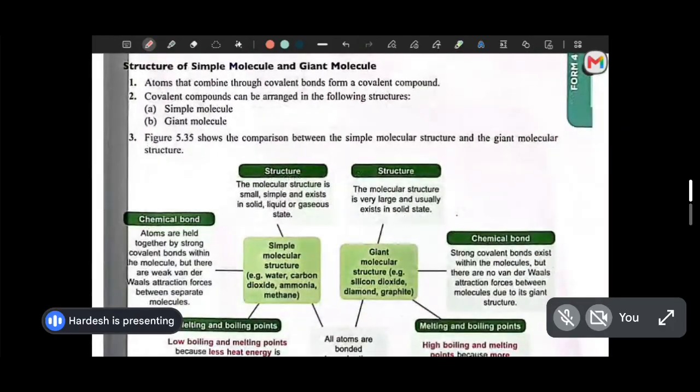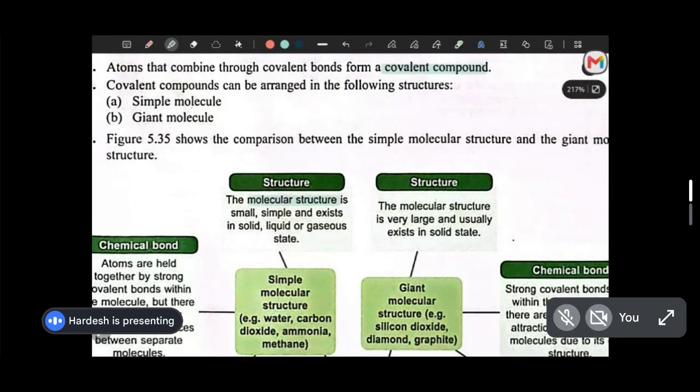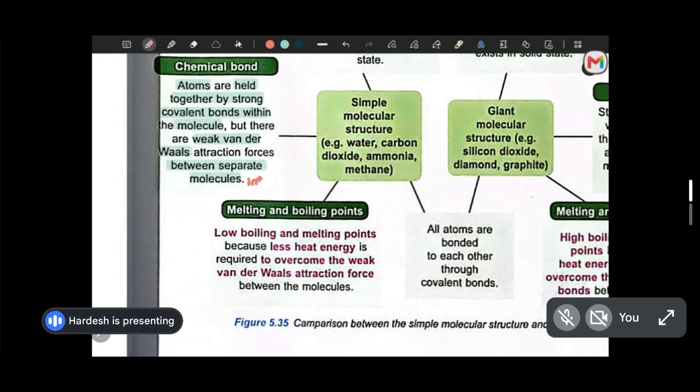Okay, now, structure of simple molecules and giant molecules. Let's compare the difference, okay? This is for covalent compounds. Look at simple molecule first. Molecular structure, small. Exists as solid, liquid, gas. Chemical bond. Atoms held together by strong covalent bond within molecule, weak van der Waals between separate molecules. So this is intermolecular. This one is intramolecular. Melting, boiling, low, because less energy required to overcome van der Waals.